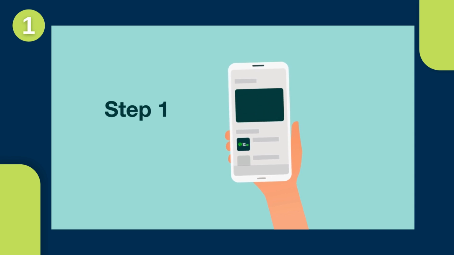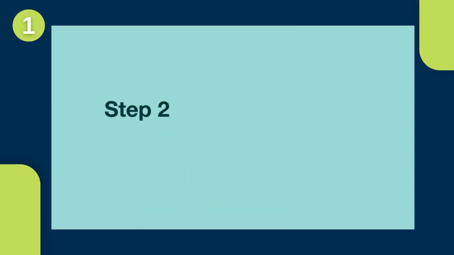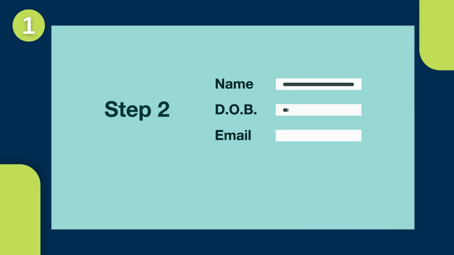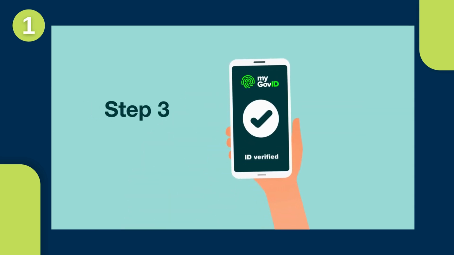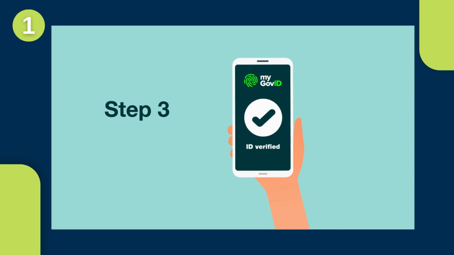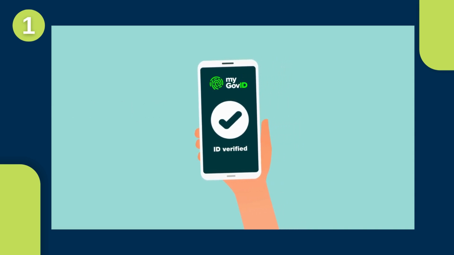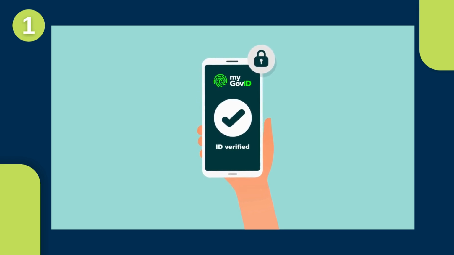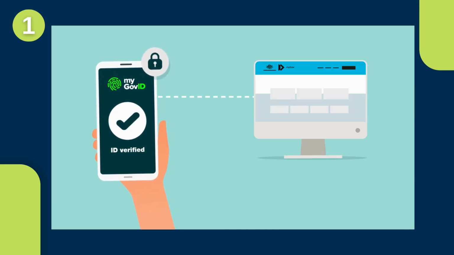1. Download the app. 2. Enter your personal details including your name, date of birth and email address. And 3. Verify your identity to increase your identity strength. Increasing your identity strength better protects your identity and allows you to access more services.